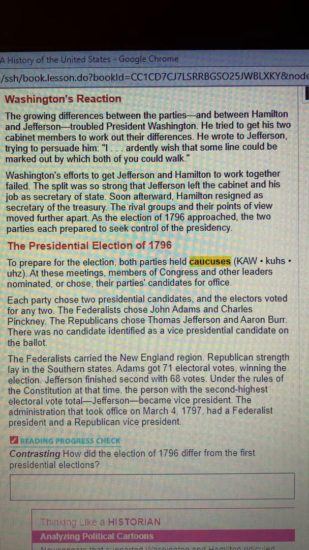The presidential election of 1796. To prepare for the election, both parties held caucuses.